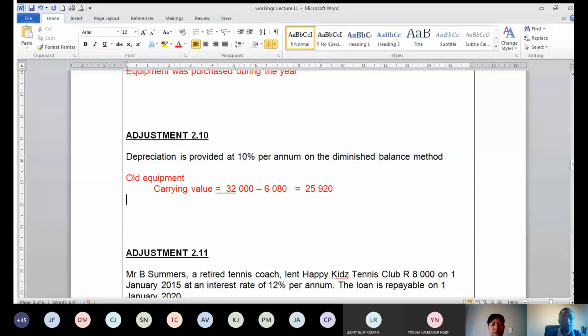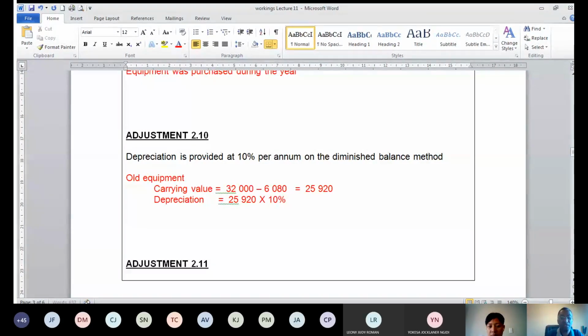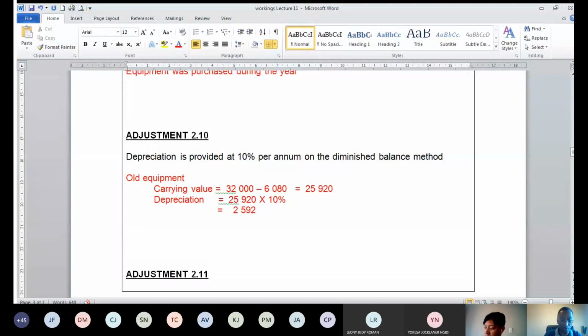So if I am going to calculate my depreciation, my depreciation will therefore be 25,920 at your 10%. And that will give you depreciation then of 2,592. That will then be your depreciation. But that is the depreciation on your old equipment.